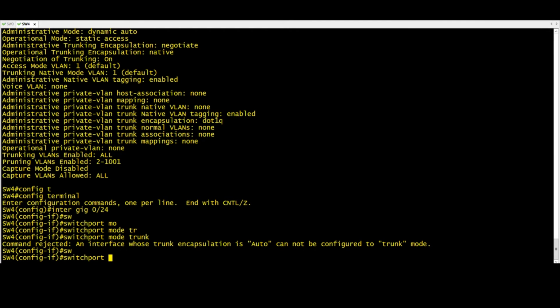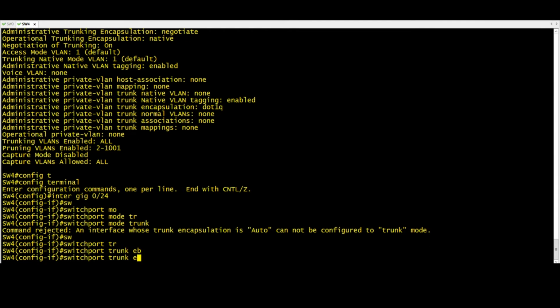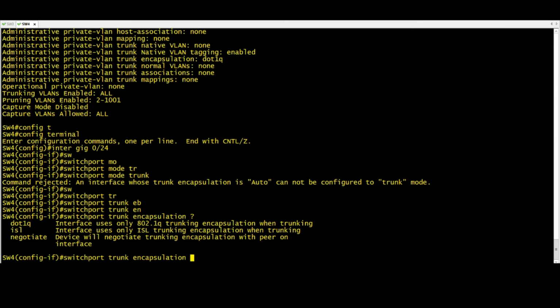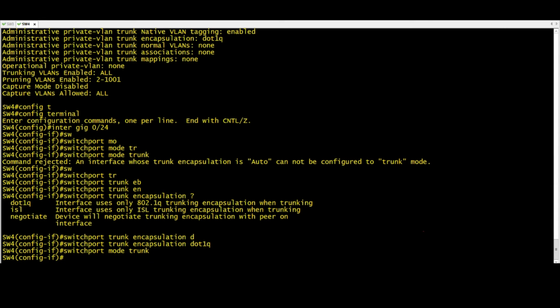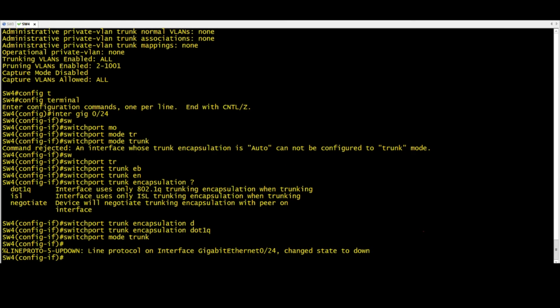So what we first need to do is specify the encapsulation. So we do switchport trunk encapsulation, and if we hit question mark, you can see we have a few options. We can do the .1Q, we can do the ISL, or we can negotiate. But in this case, we're just going to pop in the .1Q. And now, if we press up on the keyboard a few times to go back to the previous command, we can type it in without any problems.